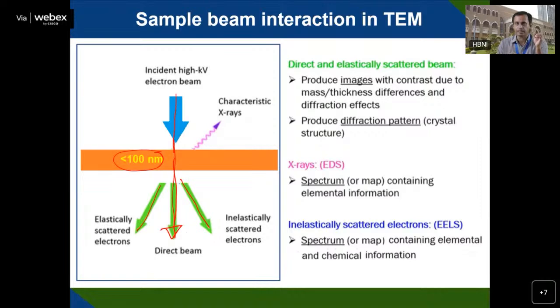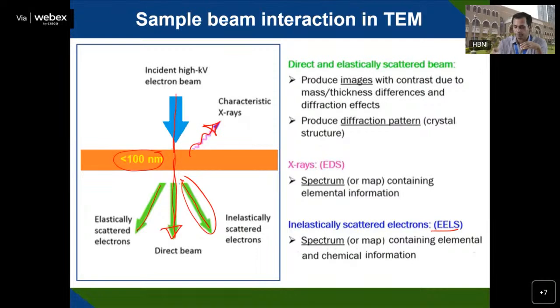The inelastic scattering we use to measure how much energy is lost. That is used for electron energy loss spectroscopy, which I will discuss. The direct and elastically scattered beams produce image contrast depending on the thickness or mass of the sample. Then you also get a diffraction pattern, and X-rays are generated during this process. Those X-rays are used for mapping, similar to SEM EDAX mapping. You can do TEM EDAX mapping to get compositional analysis.